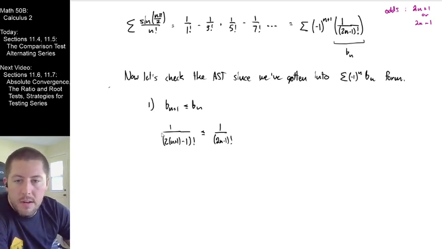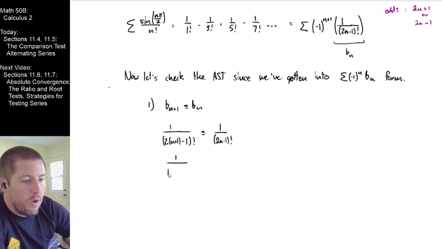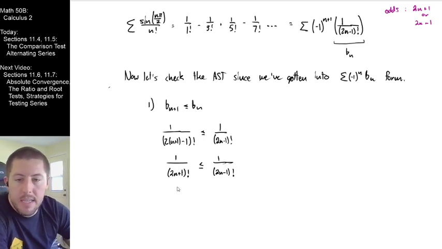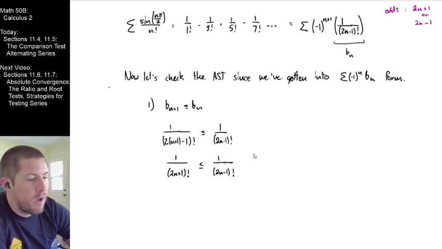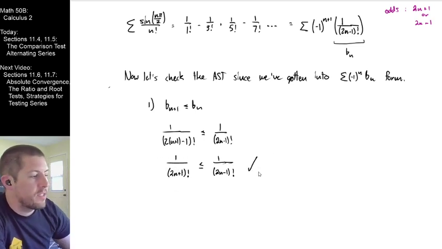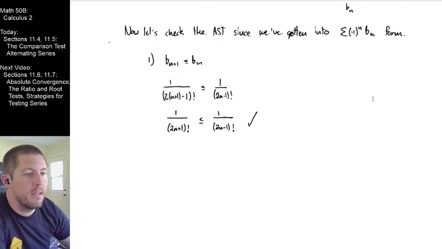This is going to be a 2n plus 2 minus 1. So that's really a 1 over 2n plus 1 factorial is less than or equal to 1 over 2n minus 1 factorial. This obviously has the larger denominator, and so therefore this is obviously the smaller of the two fractions right there. So I'm just going to give that guy the check mark right there.